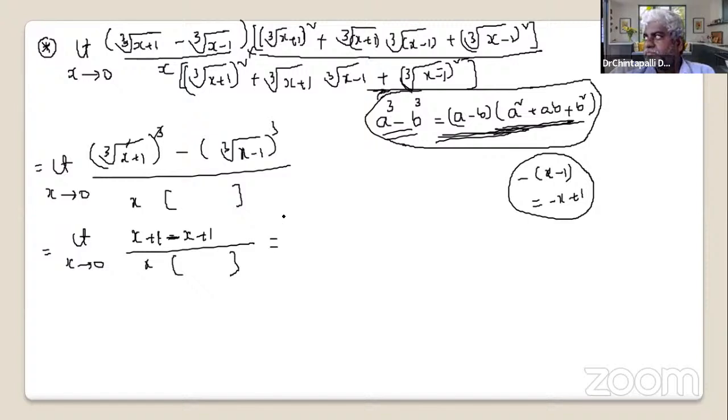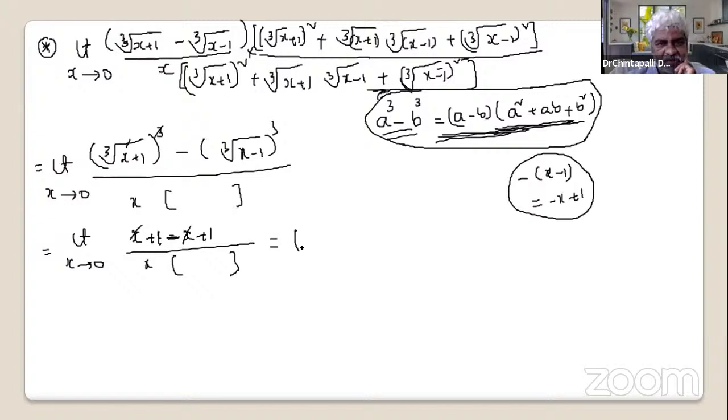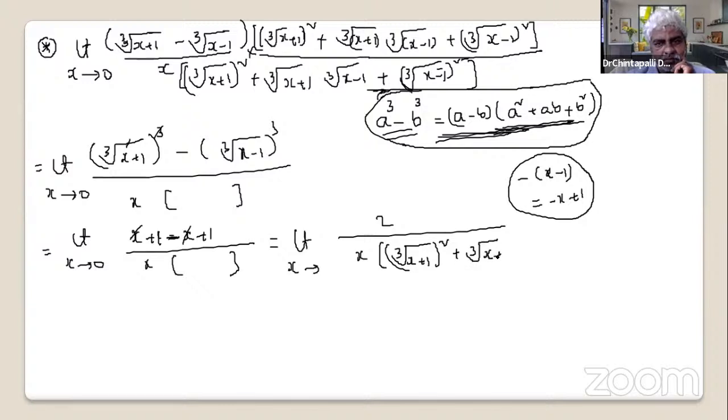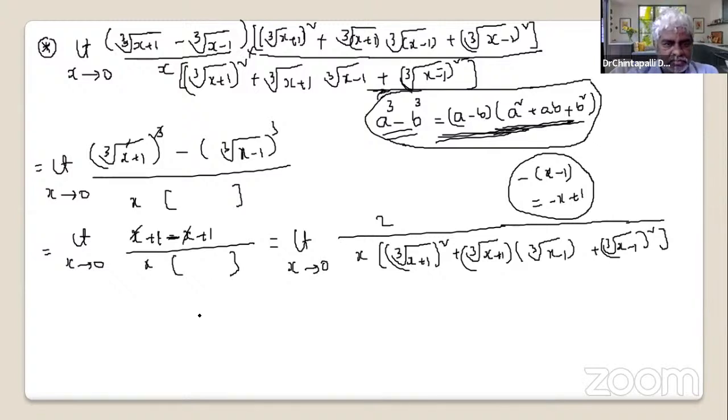What happens to the numerator? Minus x plus x get cancelled. We are left with 2 steps, 2 by... got it? Yes. Now plug in 0 because x tends to 0. We can plug in 0 in the place of x. See what happens. Sorry, it is 2x.